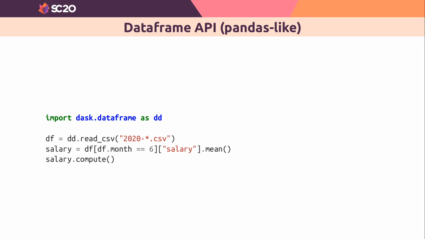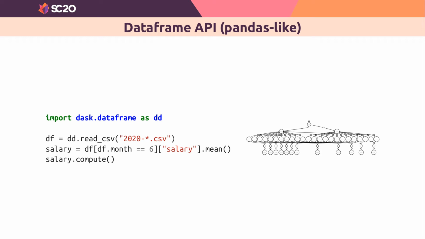In addition to this low-level API, Dask also offers higher-level APIs that mirror popular Python libraries, such as NumPy or pandas. Here we perform several queries on a data frame using a pandas-like API, and Dask can again transform this code to a task graph and execute it on a distributed cluster.